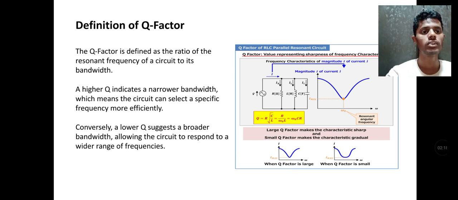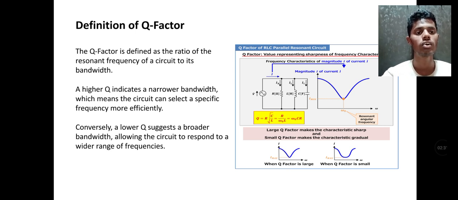This is the quality factor shown in the figure, representing the sharpness of frequency characteristics. When the Q factor is large, the curve looks like a V shape, and if the quality factor is small, the curve looks like a U shape.